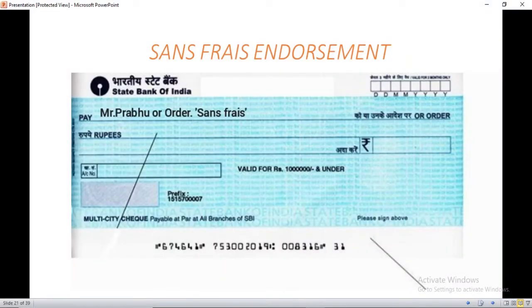Next one is sans phrase endorsement. It comes under section 50 of the Negotiable Instruments Act. It means the endorser does not want to pay other expenses on his account to the endorsee. Example, extra charges are clearing charges of outstation checks.